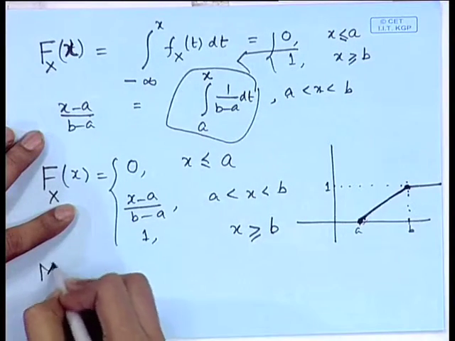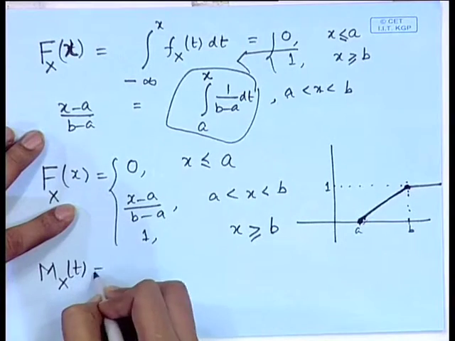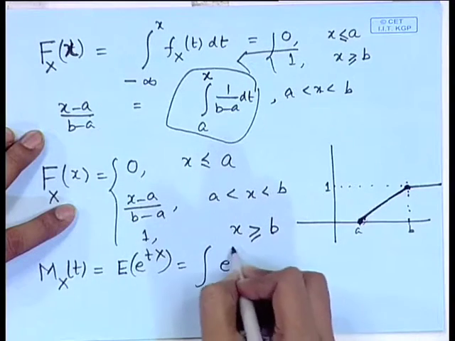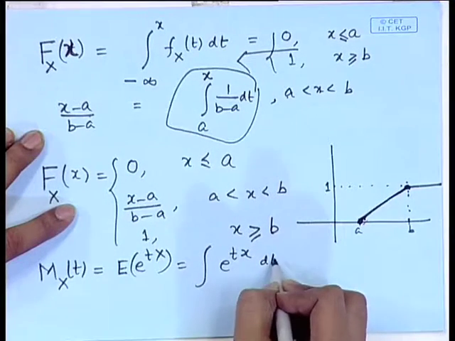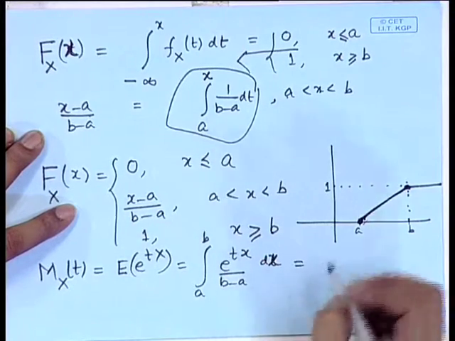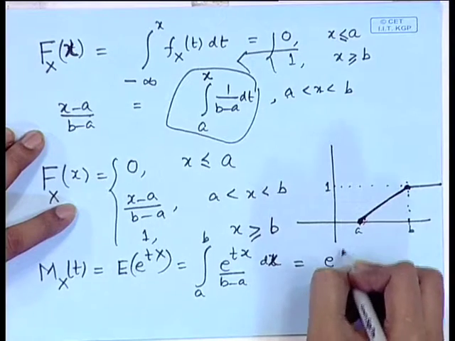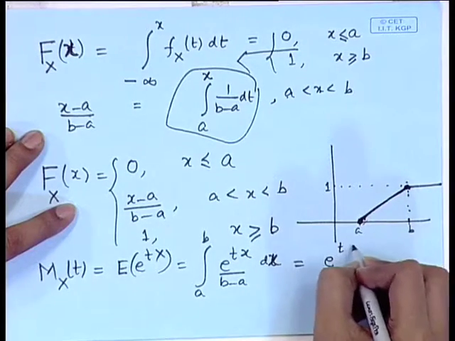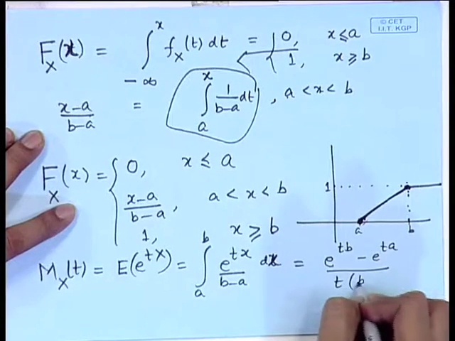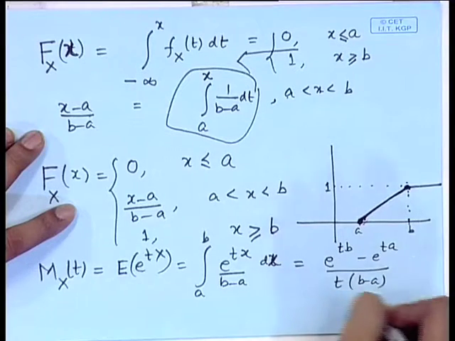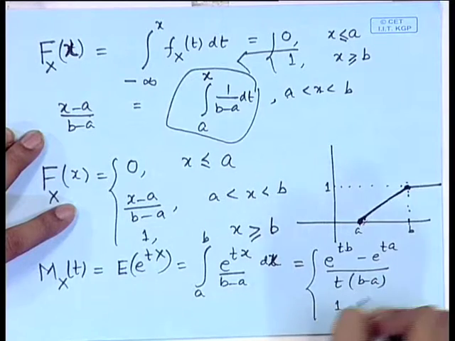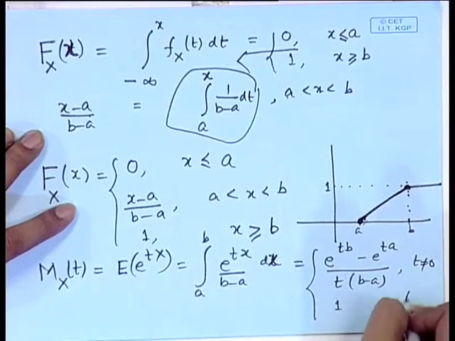We may also look at the moment generating function. That is the integral from a to b of e to the power t x dx divided by b minus a. So, it becomes (e to the power t b minus e to the power t a) divided by t times (b minus a). Obviously, at t equal to 0 this is not defined, but at t equal to 0 the value is 1. So, this is for t not equal to 0 and t equal to 0.